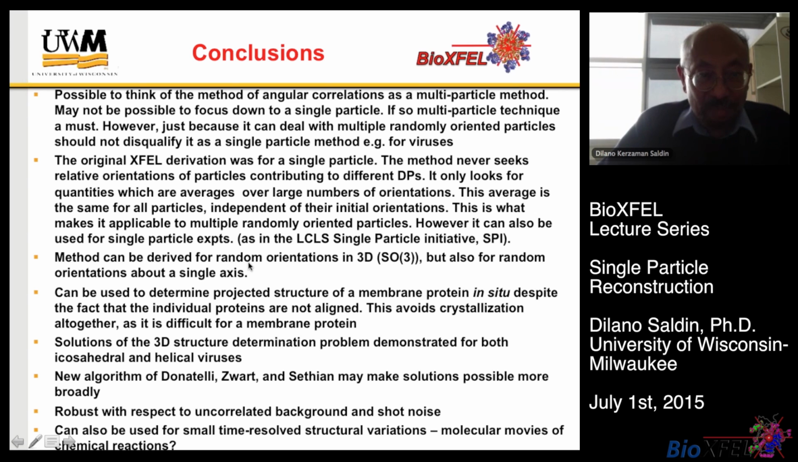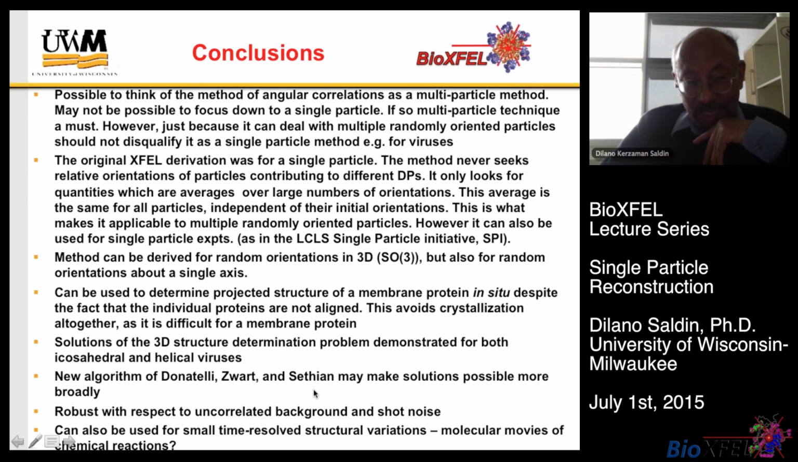So this method can be done for random particles in 3D, in the SO3 geometry, but also for random orientations about a single axis, which also have possible applications, can be used to determine the projected structure of a membrane protein in situ, despite the fact that the individual proteins are not aligned. So this avoids also the need for crystallization. And solutions have been demonstrated, at least with simulations, for icosahedral and helical viruses.